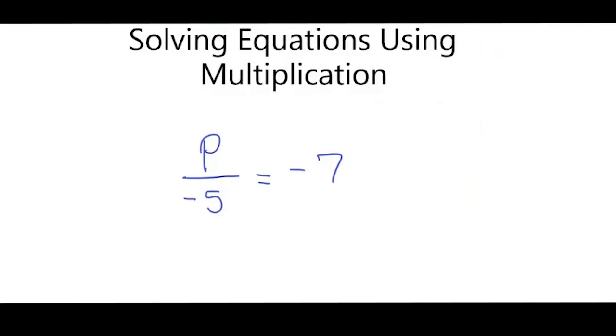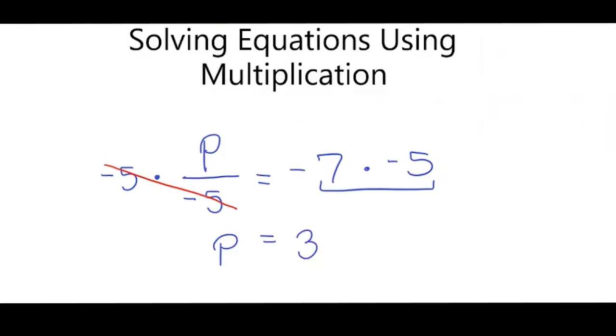So here I have p divided by -5 is equal to -7. So the way I solve this is I multiply both sides because I need to undo the division. So I'm going to multiply both sides by the -5. Remember, always multiply by the bottom of the fraction. All right. On the left side, those -5's cancel. I'm left with p equals, well, -7 times -5 is +35.